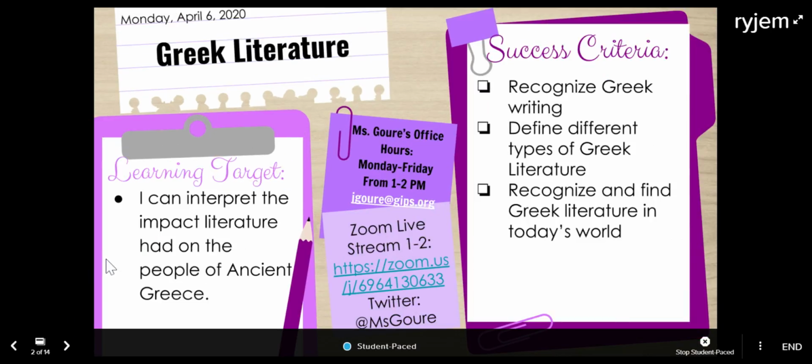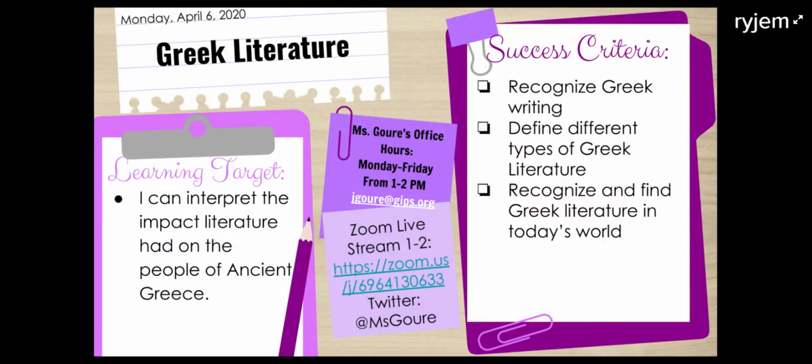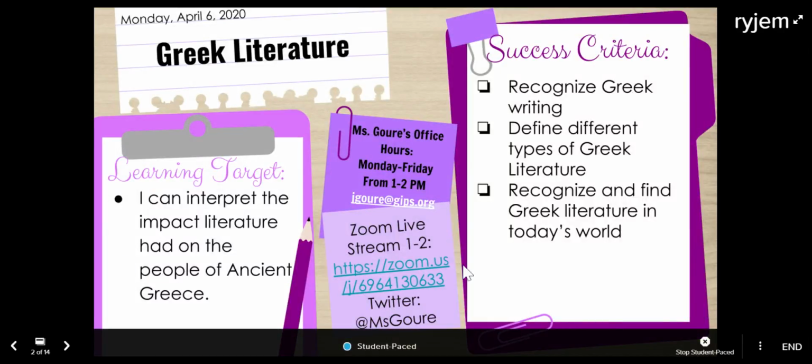So our learning target is I can interpret the impact literature had on the people of ancient Greece. And then our success criteria is recognizing Greek writing, define the different types of Greek literature, and then recognize and find Greek literature in today's world. And that's really our big one, is connecting the Greek literature of back then to where you guys see it every single day.